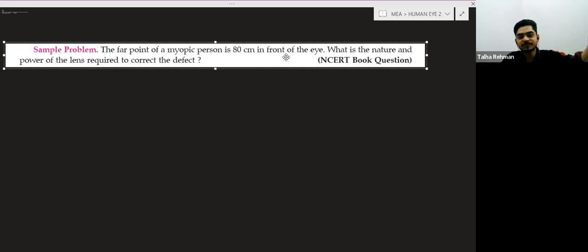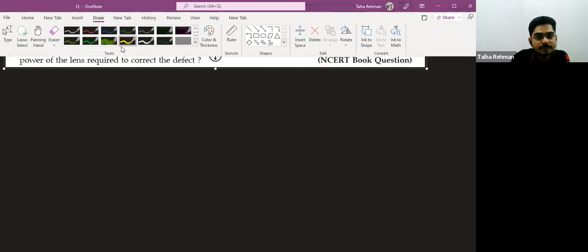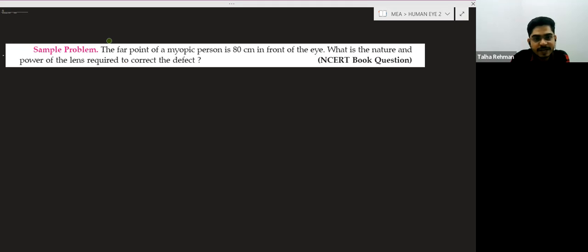There is an object in front of the eye. So they are saying the far point of a myopic person is 80 centimeter in front of the eye. What is the nature and the power of the lens required to correct this defect? First thing here, see, this is written as myopic. So this will give you the idea this person has myopia.